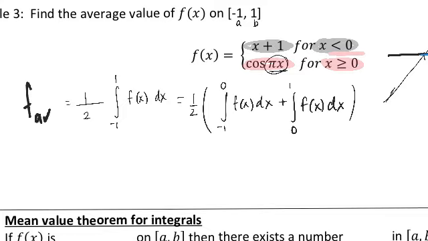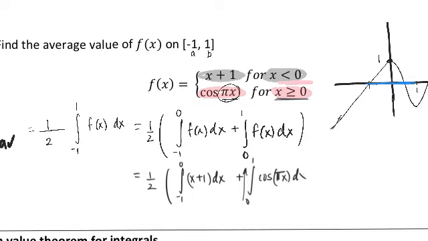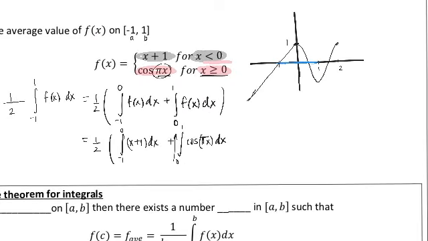Okay, and now I will use the appropriate rule. So I go 1/2 integral from -1 to 0 of x plus 1, using the gray rule, plus then when I come into the red x's greater than or equal to 0, so going from 0 to 1, I'm going to use the red rule, cosine of pi x dx. Okay. So then I just have to do those two antiderivatives, and we'll do our usual things, finding the antiderivative.